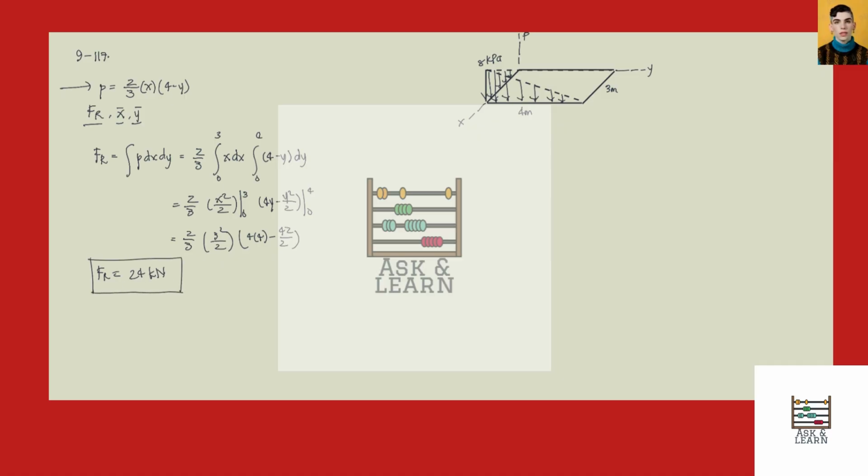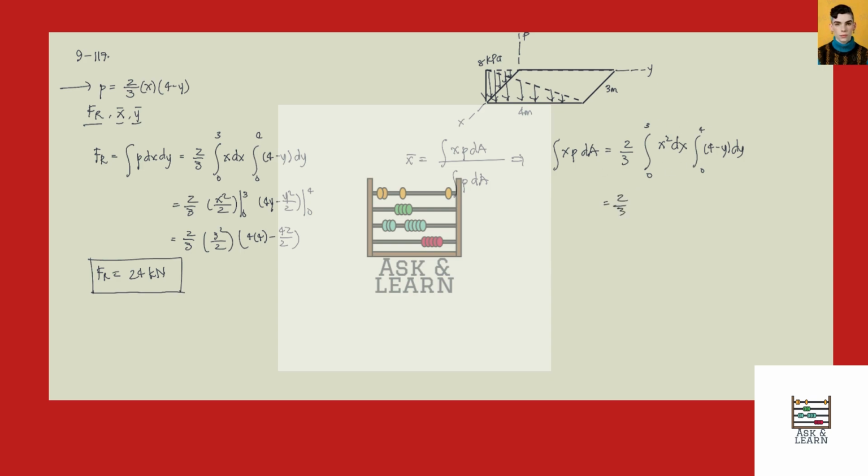This is the resultant. And for the x bar, we need to integrate xp dA divided by the integral of p dA. So for the integral of xp dA, we have 2/3 the integral of x squared dx multiplied by the integral of 4 minus y dy from 0 to 4 and 0 to 3 for the dx.